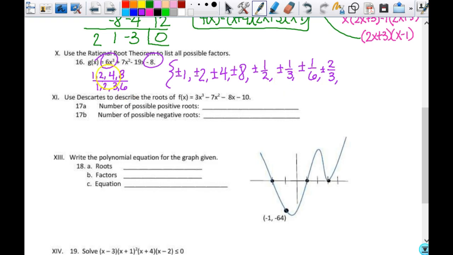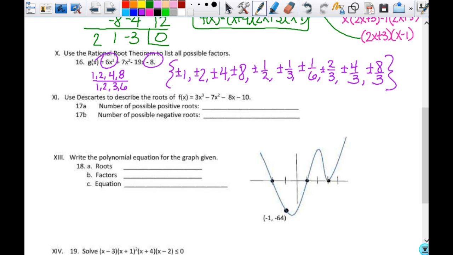So then I move on to 4. I've already done 4 over 1. 4 over 2 is 2, I got that one. I do not have 4 over 3, so plus or minus 4/3. 4 over 6 reduces to 2/3, and I do have that, so I don't need that one. So then I move on to 8. I have 8 over 1. I have 8 over 2, that's 4. 8 over 3 I do not have, so plus or minus 8/3. 8 over 6 reduces to 4/3, which I already have, so I am done. Remember, make sure you have a methodical way to go through it so you're not skipping around and missing anything.